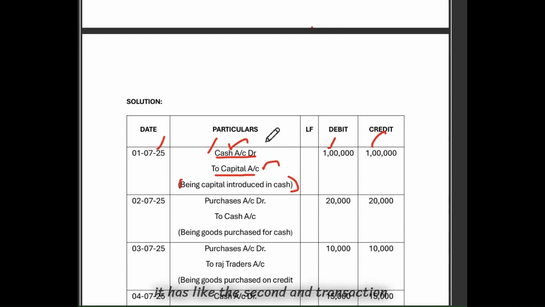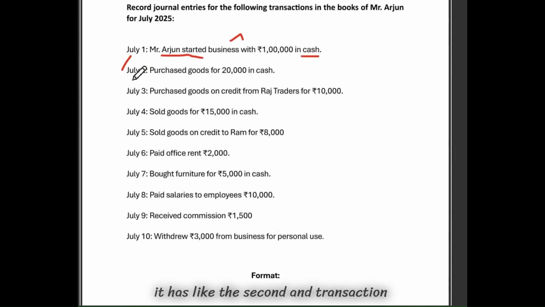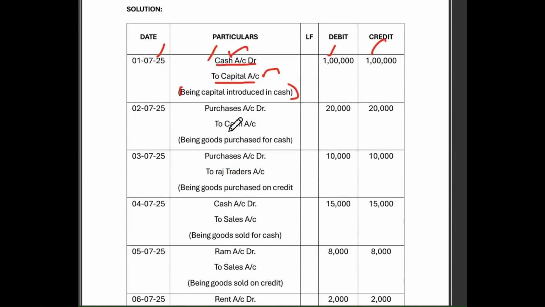It was like the second transaction on 2nd July, purchased goods for 20,000 in cash. Here first we have to write the date. Here we have two accounts. One is purchase account and another is cash account. The purchase account is a debit for us, and cash is credit. So we have to write the purchase account debit to cash account. The amount is 20,000 here.